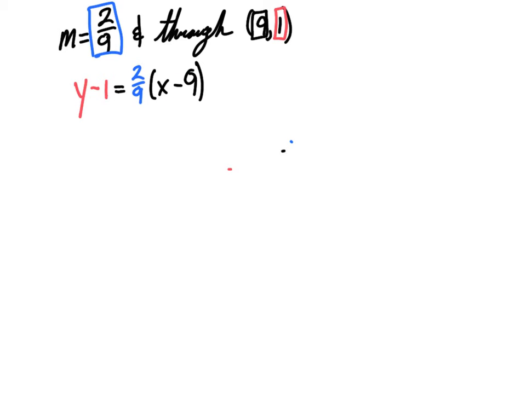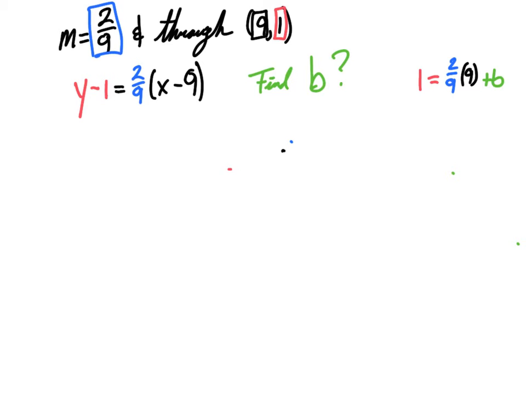Now let's look at how this works with the form that you know best. So if this question went on to ask you, hey, what's b? So if I asked you to find b, it's saying, hey, what is the y-intercept? And you're thinking, man, now I got to plug 9 and 1 in, and I got to go back and do 1 is equal to 2/9 times 9 plus b. Yeah, you could do that. There's nothing wrong with that.